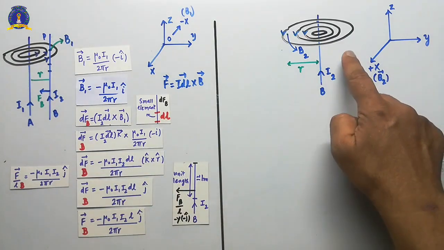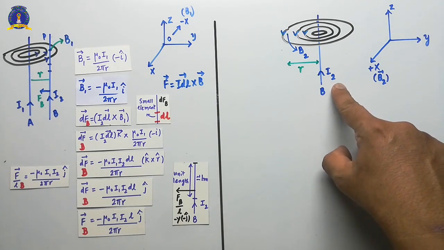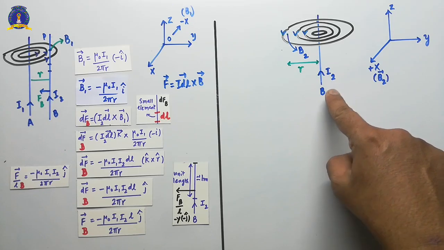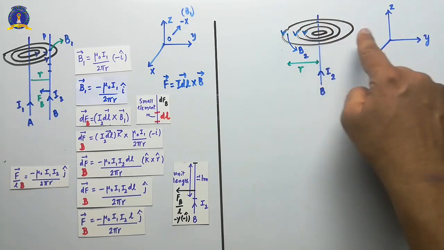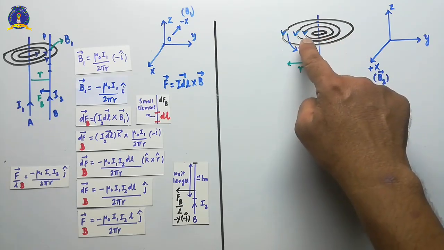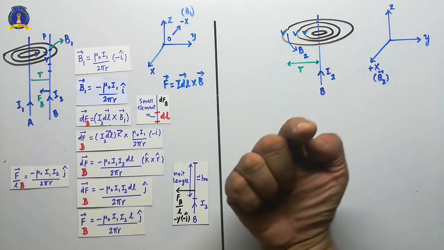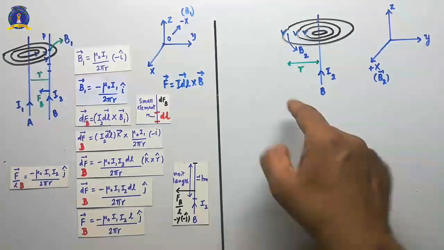So look at the diagram here. Here this is the B conductor through which I2 amount of current flows. When I2 amount of current flows, there will be a magnetic field. The shape of the magnetic field will be in the form of concentric circles. And here look at the diagram. Here the arrowheads are pointing towards you. They are all coming out of the blackboard.